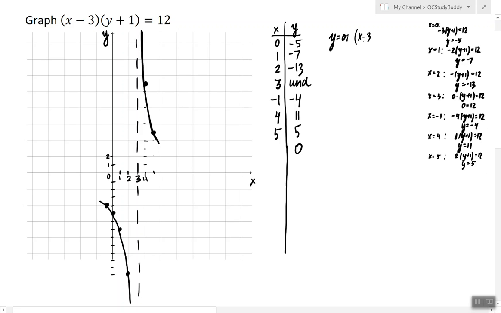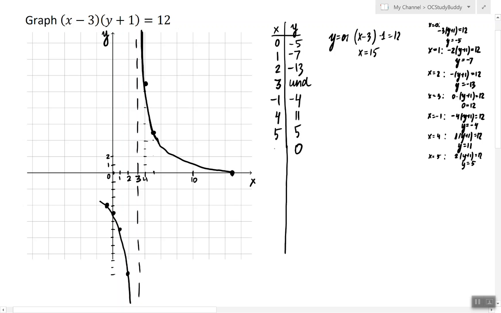So x minus 3 equals 12, so x equals 15. So when y is 0, x is 15. So the graph goes from here to here.